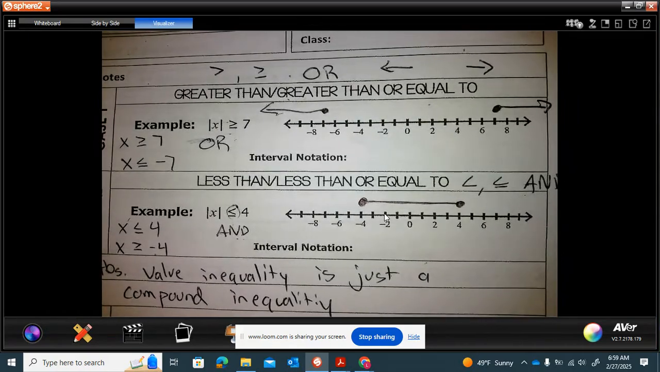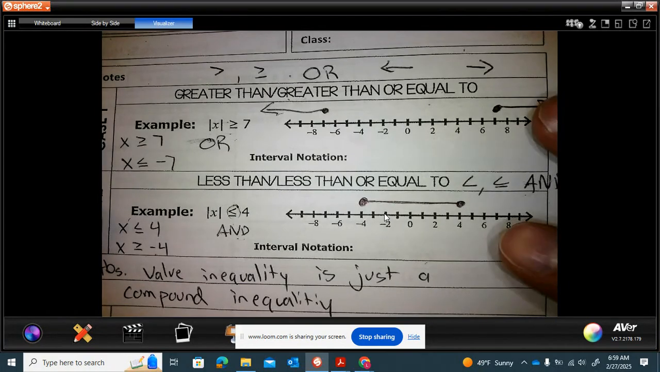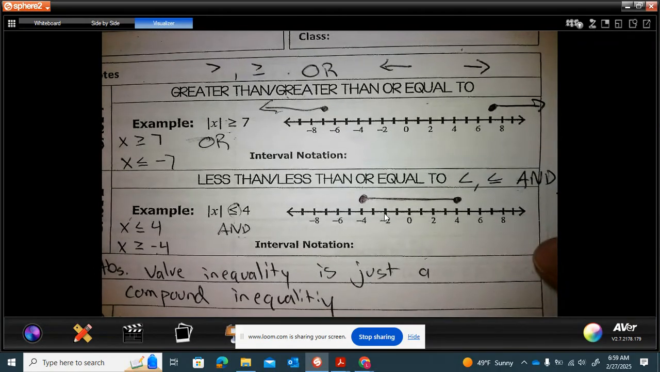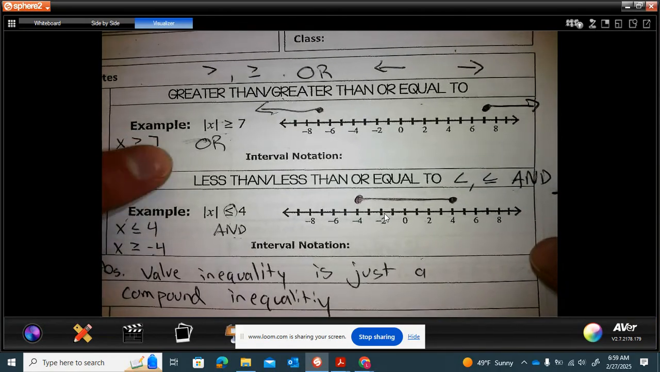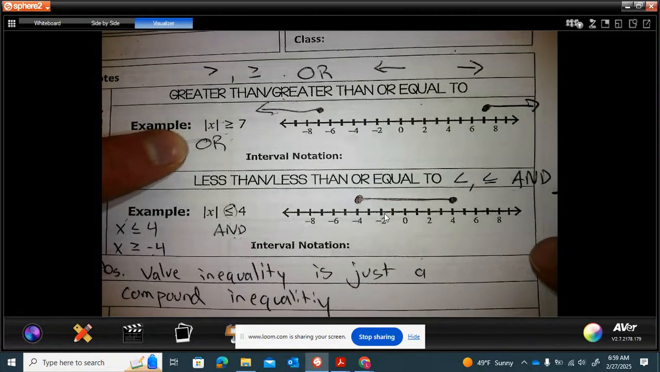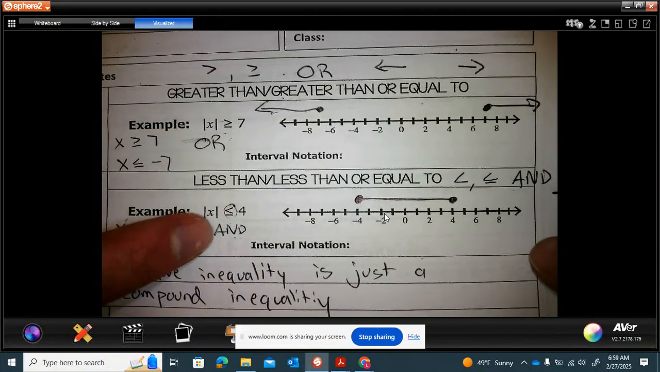And that is the biggest part. If you don't remember anything, at least know how to set up your two inequalities and know which one is which. If it's greater than from the beginning, it's or. If it's less than or equal to, it's and.